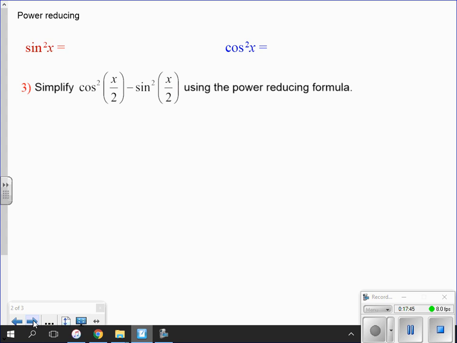Power reducing formula. Ooh, sine of x squared is one minus the cosine of 2x over 2.